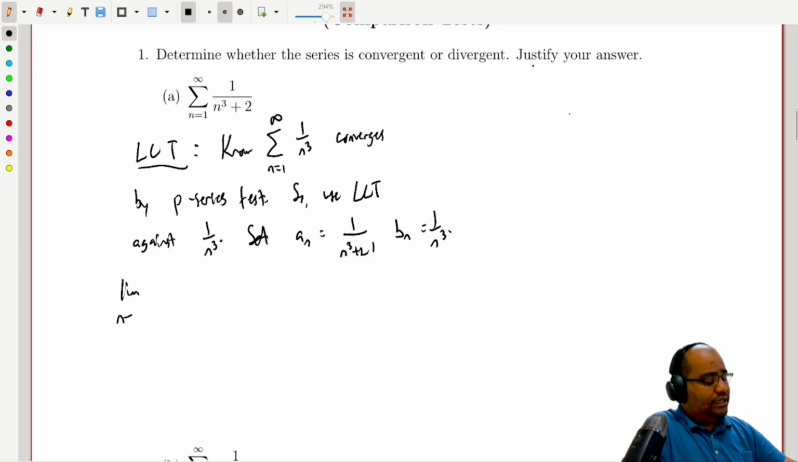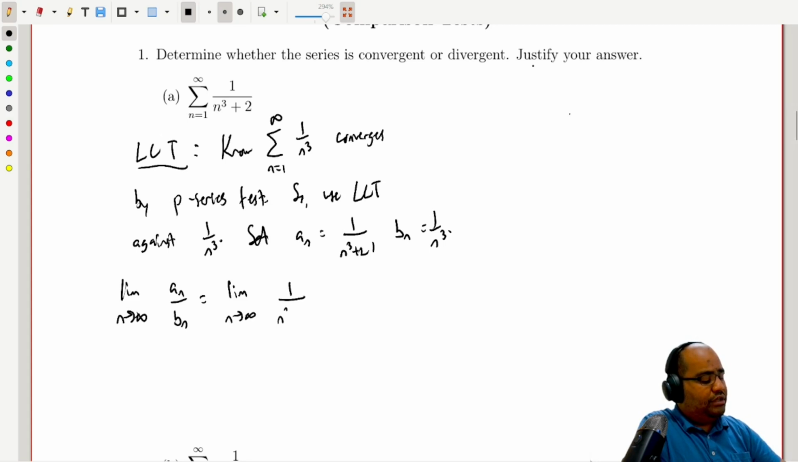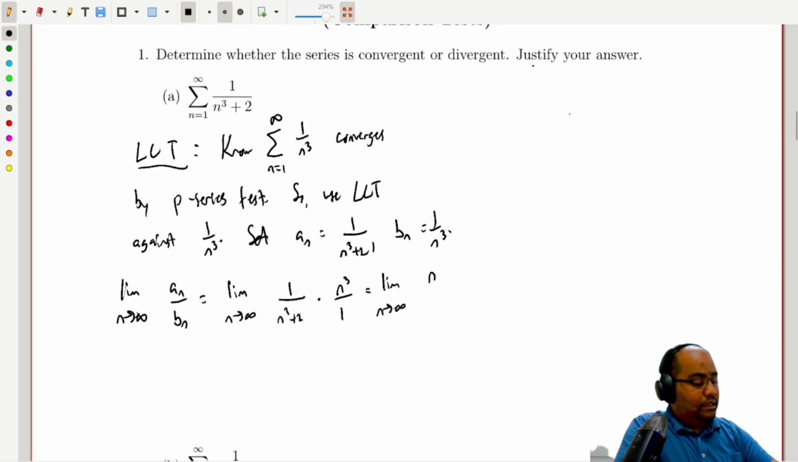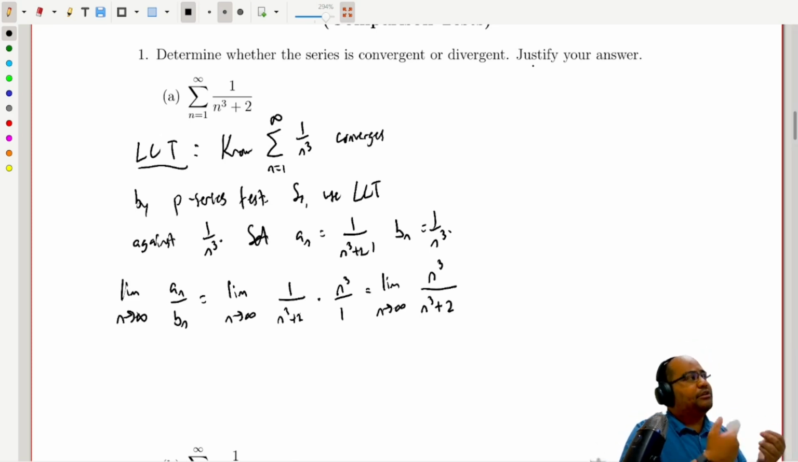So the limit, as n goes to infinity, of a_n over b_n, where a_n is our mystery one, 1 over n cubed plus 2. When we divide by b_n, we multiply by the reciprocal, so we multiply by n cubed over 1. Now we combine everything, and notice that I have n cubed over n cubed.